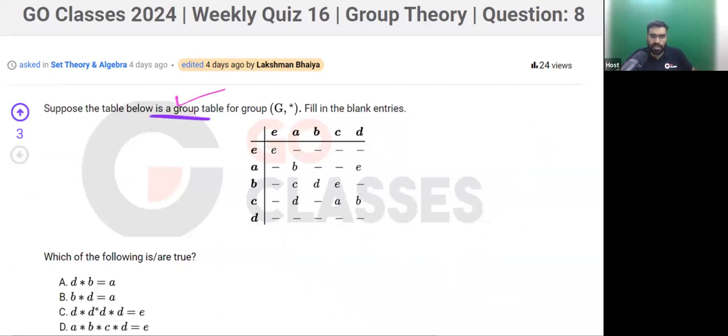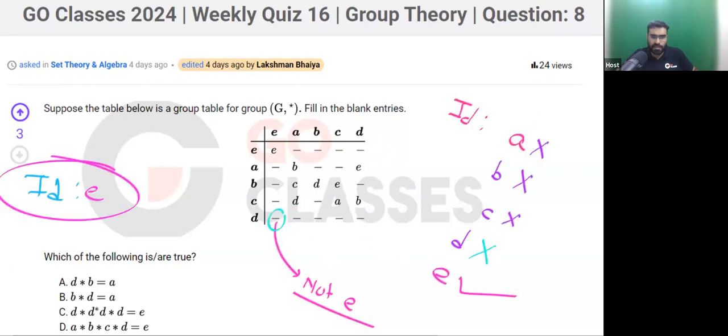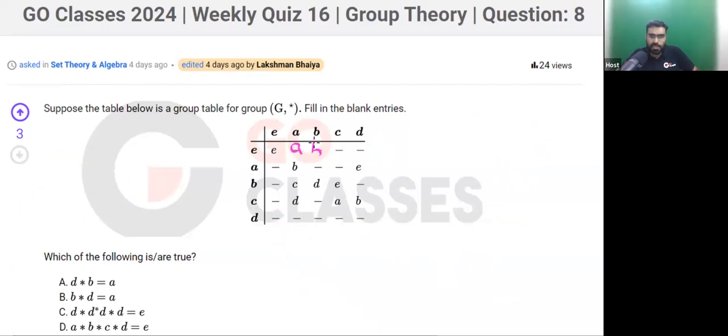Now, what about the next step? After finding the identity element, I can fill this. This will be A, this will be B, this will be C, this will be D. This will be A, this will be B, this will be C, this will be D. What is the next step? Now you can fill the second row. Which entries are missing in this second row? You can notice D comma C are missing. But I cannot put C here because repetition will happen, so I put D here and C here. So we got the second row.